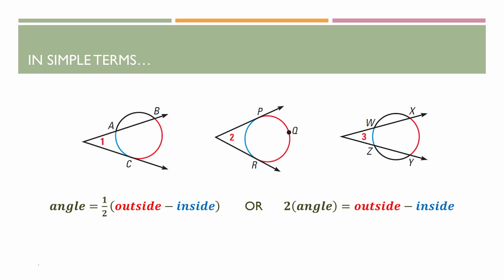Or if you don't like the fractions, you can say twice the angle. So 2 times my angle equals the outside minus the inside arc. Again, the red minus the blue. The bigger one, subtract the smaller one.